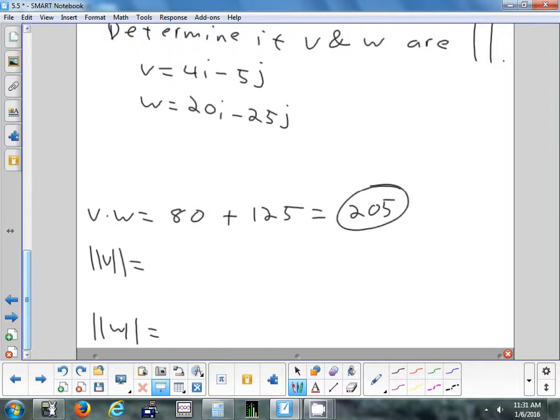So now, the top is 205. If the bottom comes out to 205, we're parallel. If the bottom comes out to -205, we're parallel. If it comes out to anything else, we're not parallel.